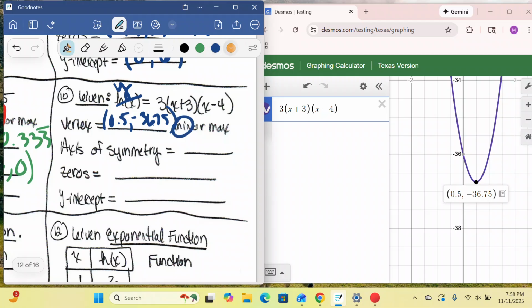Now I'm going to find my axis of symmetry. I'm going to circle my x, and I'm going to say x equals the x value of the vertex. The x value of the vertex is 0.5. That is my x value of the vertex.